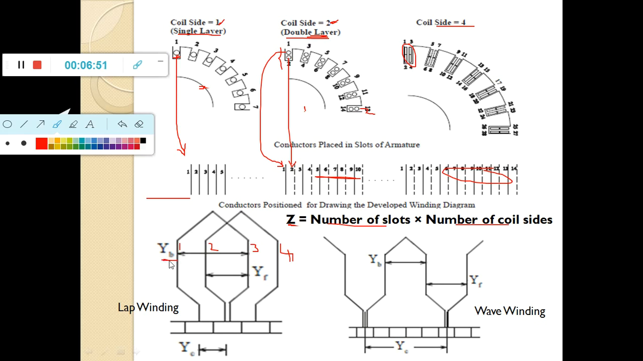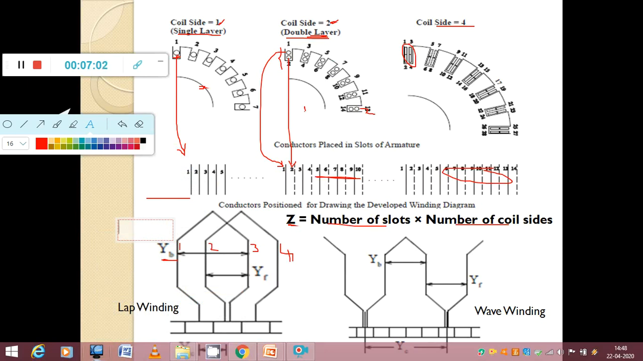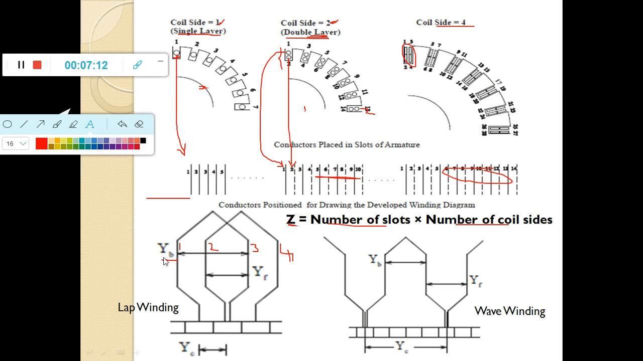YB here is called the back pitch. So the value of the back pitch will define which conductor should be connected to which conductor at the top end. And at the same time, this conductor number 3 is connected with conductor number 2 at the bottom end. That will be defined by using the front pitch.